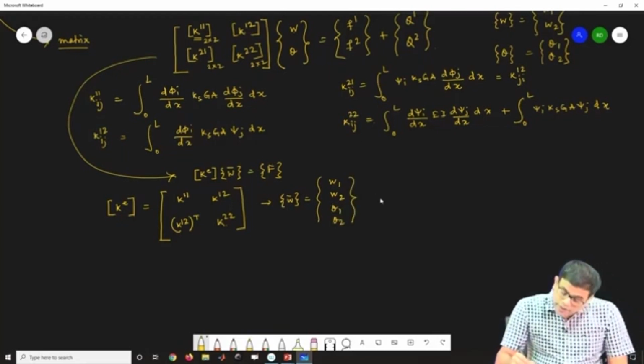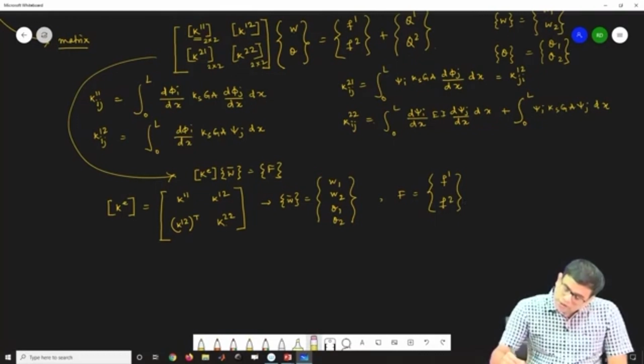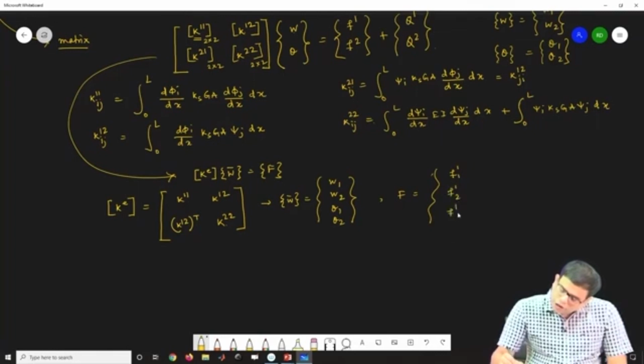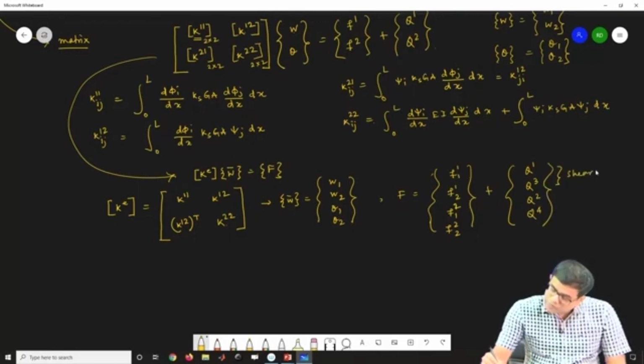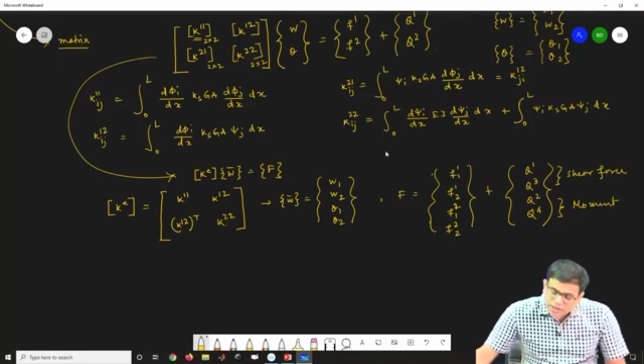Now F will have two components, small f1 and small f2, that is f11, f12, f21, f22. Plus you will have the shear forces Q1, Q2, or Q3, Q4. First two are shear forces, and the second two are moments, that we can easily see from the boundary condition that we derived earlier.